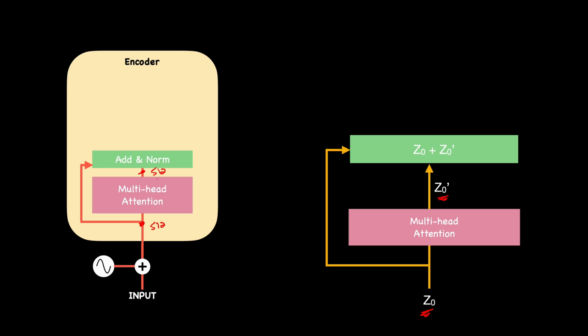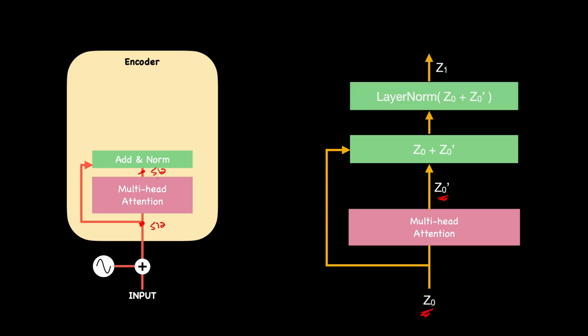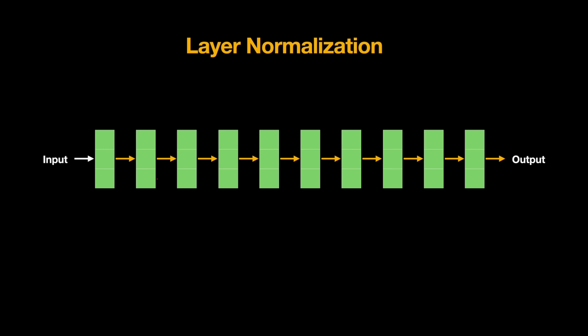And once we have done that, we will pass it to layer normalization. Now, why layer normalization? Because in a deep network, it's not only necessary to normalize the input, but it's also necessary to normalize the activations of these layers. By normalizing the activations, we will make sure that we prevent the problems of vanishing and exploding gradients. This ensures the stability of the training of the model and faster convergence.